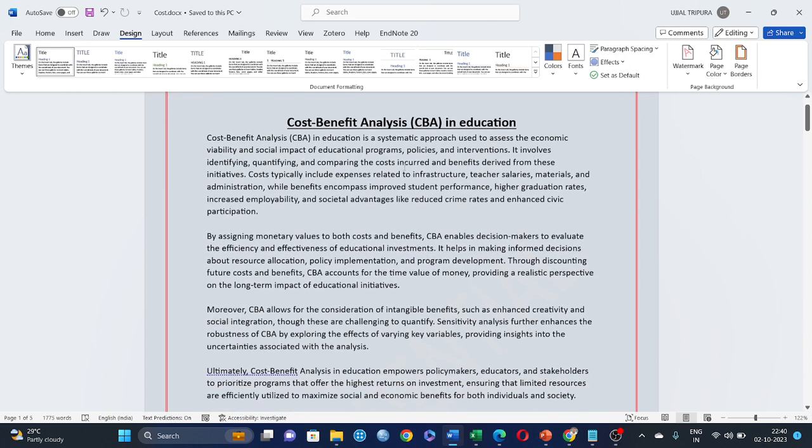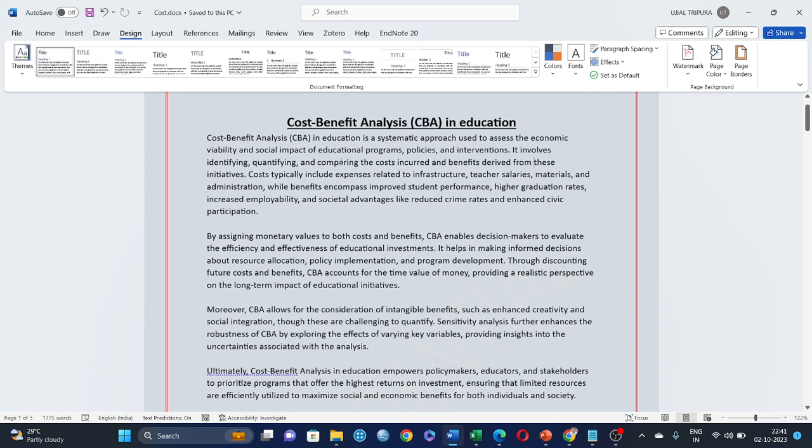So cost benefit analysis in education is a systematic approach used to assess the economic validity and social impact of educational programs, policies and interventions. If you are spending something, there is obviously some benefit you will get. How will those benefits be assessed, and how much?